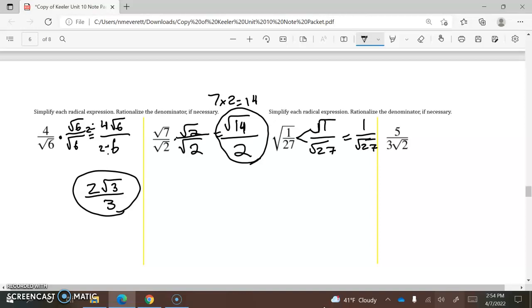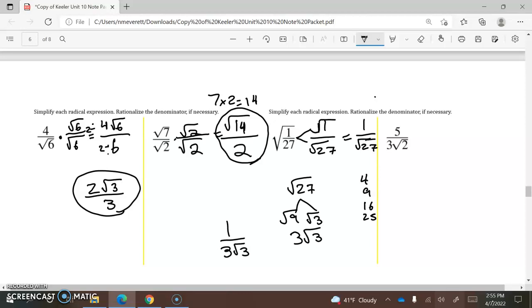Now, let's see if we can simplify that a little bit further. Square root of 27. So I have 4, 9, 16, 25. That's all I can use. The only number that will divide 27 out will be 9. So I can split the 27 up: square root of 9 times the square root of 3. Square root of 9 is 3. Square root of 3 will just stay there. So I'm left with 1 over 3 times the square root of 3.